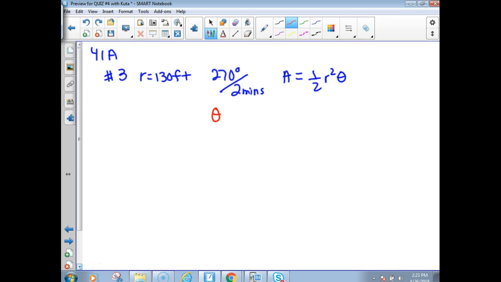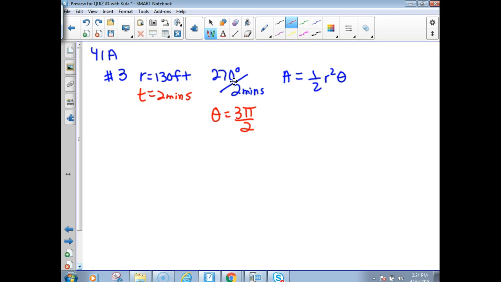Yep, so theta would be 3 pi over 2. Okay, and now this sounded like an angular velocity, but I guess that was just my time. I'll just write down what time is. It was 2 minutes. I don't really need to write it as an angular velocity. We need to just find area, so we don't have to write this. It's just a time, because you're just doing area.